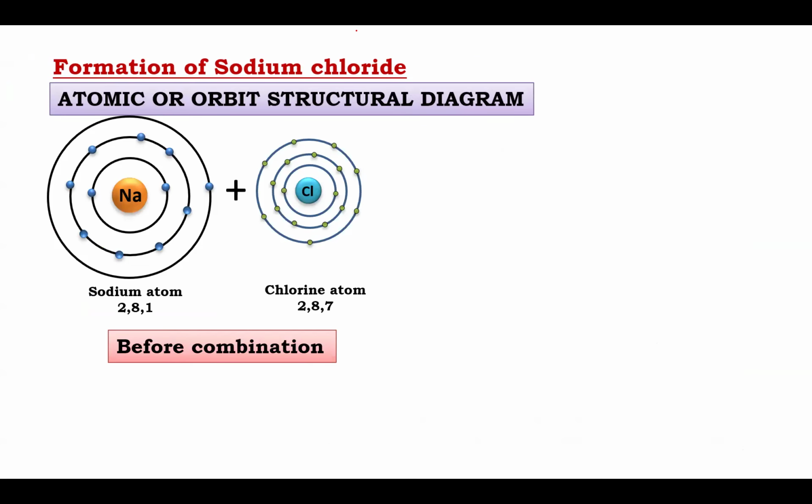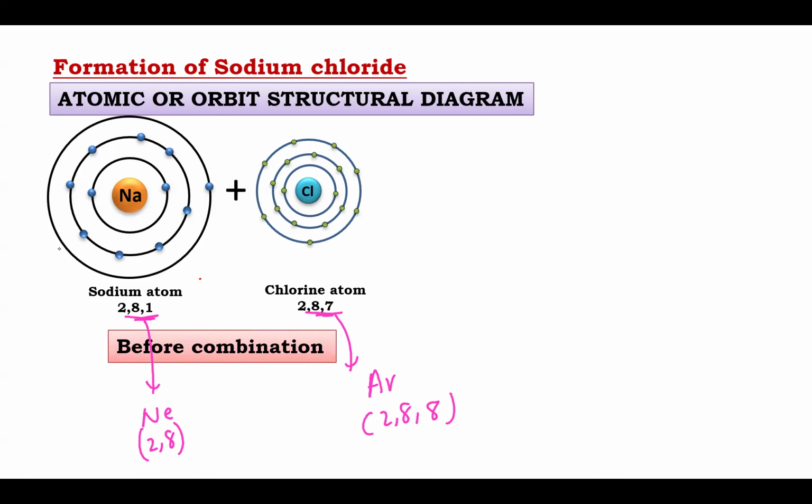281. Can you see this? Yes, sir. Okay. Chlorine is how much? 287. So now what will happen? Is the electronic configuration of sodium stable? No. Chlorine, is it stable? No. So who is the nearest noble gas to sodium? Neon. So it wants to become like neon. Who is the nearest noble gas to chlorine? Argon. Okay, so what will sodium do?